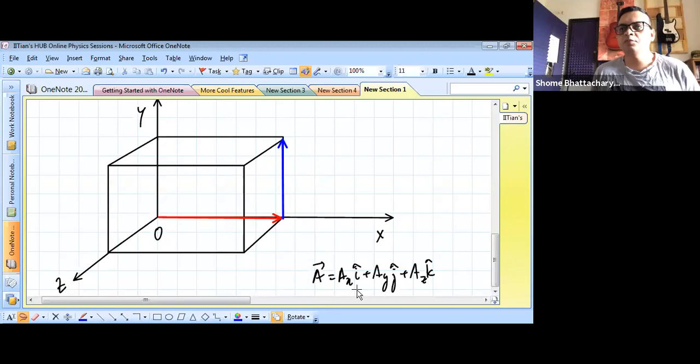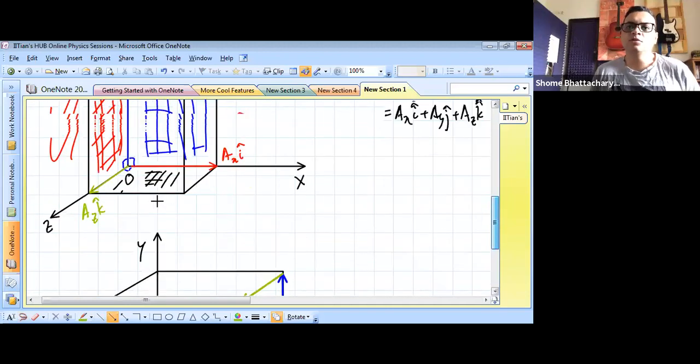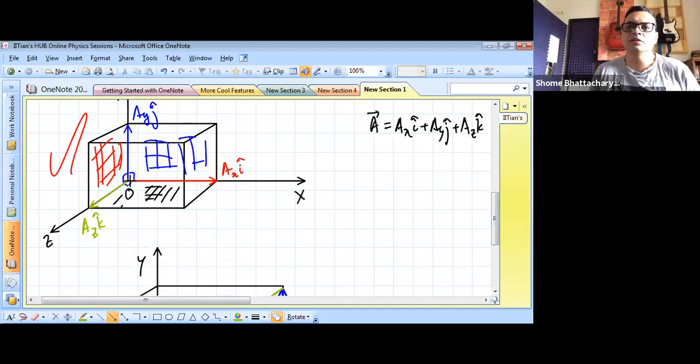And then I'm completing my third displacement, which was Az k cap. So that will bring me from that point to this corner. So this is how the summation of Ax, Ay, and Az is looking back to back. See, they are the same vectors, but now all three of them are not drawn from the origin. Instead, they are drawn as Ax, then from the head of Ax, I have drawn Ay, then from the head of Ay, I have drawn Az.